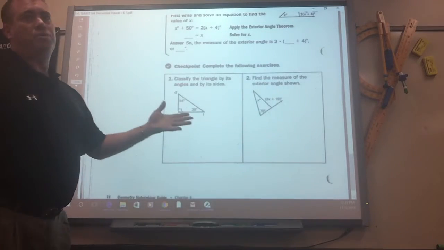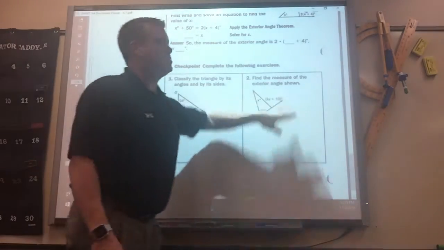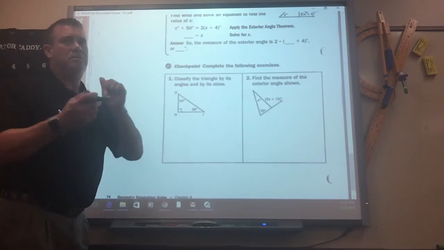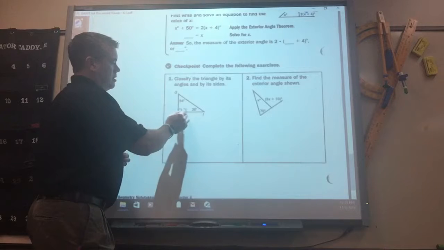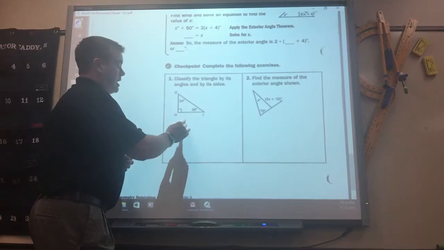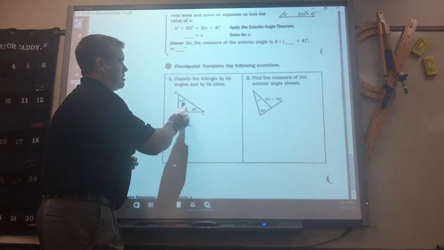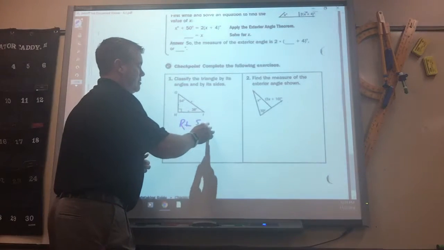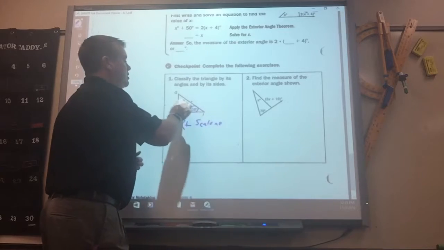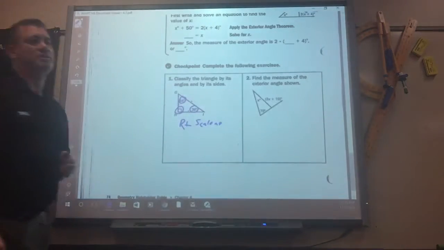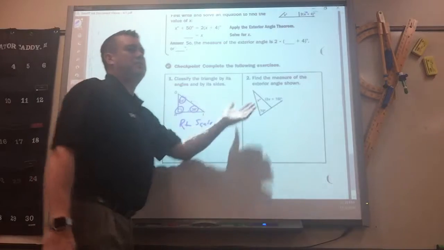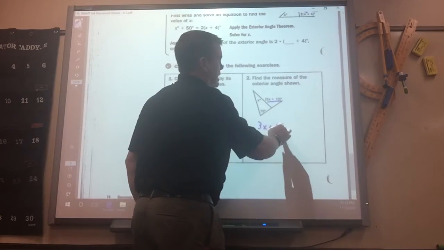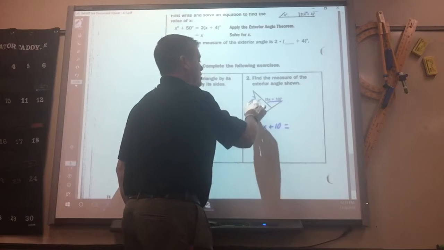Okay, so that's the two things today. It's classifying angles and using the exterior angle theorem. So to classify, remember angles, right, and the sides, scalene. If the three angles are different, that means the three sides are different. Then the exterior angle theorem is the exterior angle is going to equal the other two angles added together.